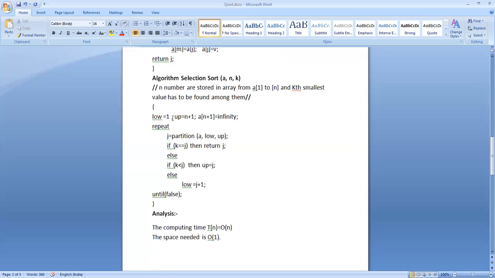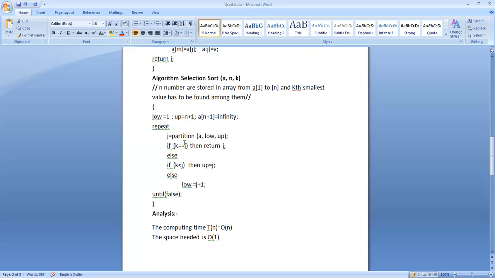Now low is equal to 1. So the first index low is equal to 1. Up is equal to n plus 1 for our convenience. Recall, we have introduced one infinity after the last value in the array for our convenience sake. So A of n plus 1 is equal to infinity, a very big value. This repeat until loop starts from here and goes up to this one.